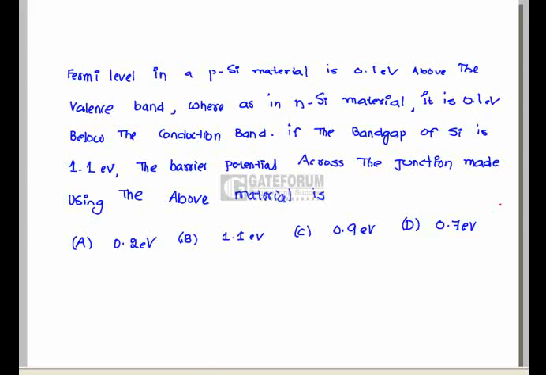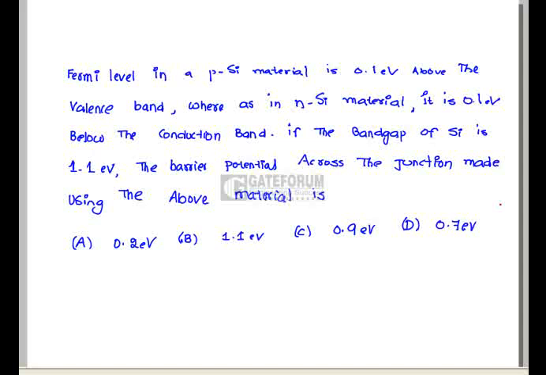Question is, Fermi level in p-type material is 0.1 electron volts above the valency band, whereas in n-type silicon material it is 0.1 electron volts below the conduction band. If the band gap of the semiconductor material, which is silicon, is 1.1 electron volt, then the barrier potential across the junction made using the above material is.